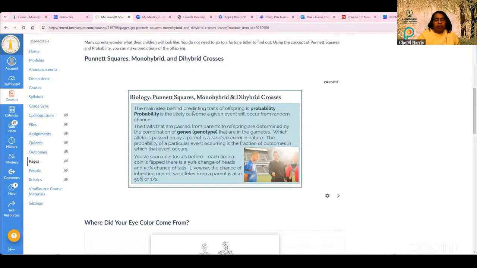The main idea behind predicting traits of offspring is probability. So again, the Punnett square is a probability box. We're looking at the likely outcomes for a given event. Traits that are passed on from parents to offspring are determined by the combination of genes, or the genotype, that are in the gametes. Which allele is passed on by the parent is random in nature. So the probability of a particular event occurring is a fraction of the outcomes in which the event occurred.